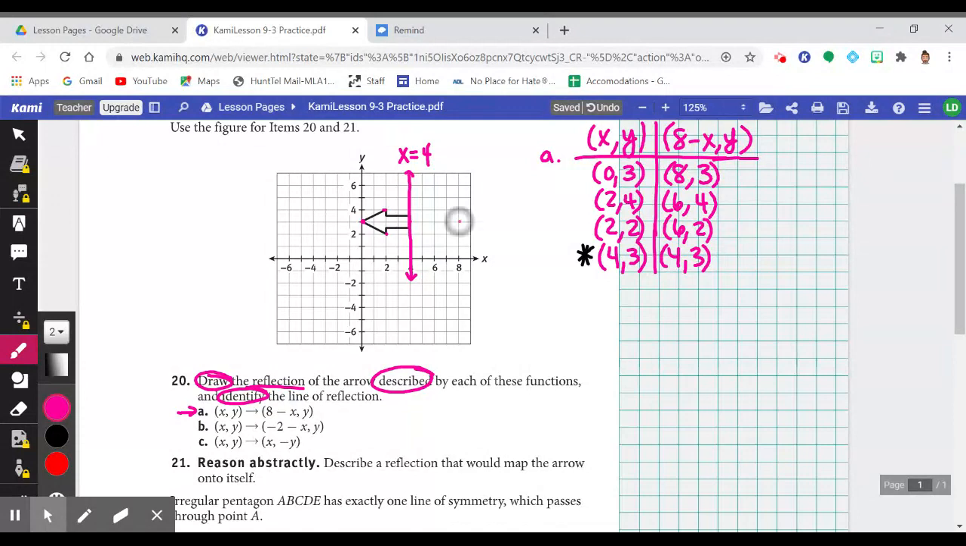So 8, 3 is the tip of our arrow, 6, 4, 6, 2, and then 4, 3. So let's establish what this function is really telling us.